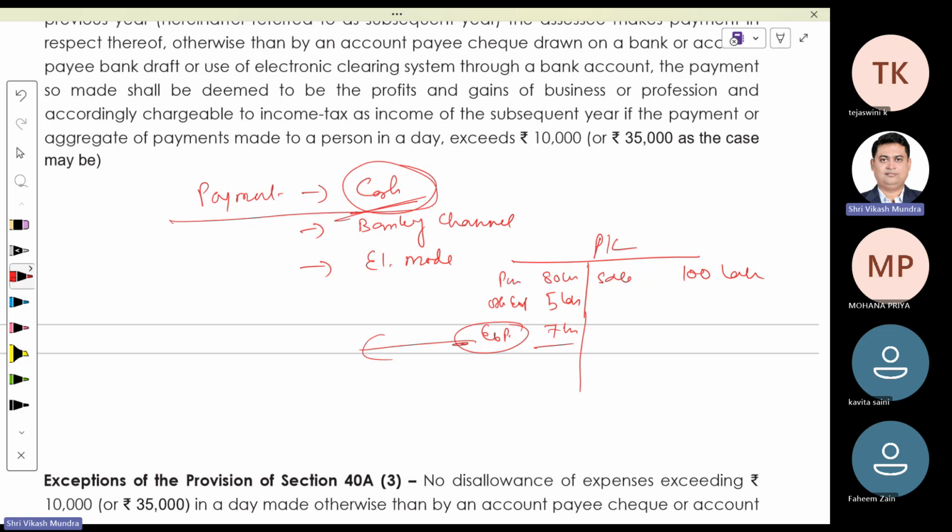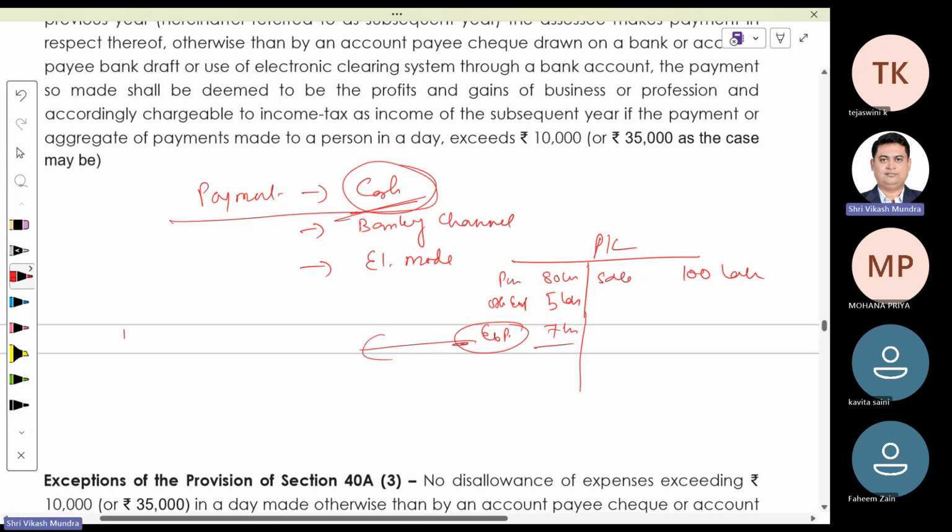Government is understanding that this way you can evade your tax, so they make a provision. If on any particular day, you are making payment to any person for your expenditure in cash exceeding 10,000, then deduction is not available for that type of expenditure. Since payment has been made in cash, there is no audit trail.